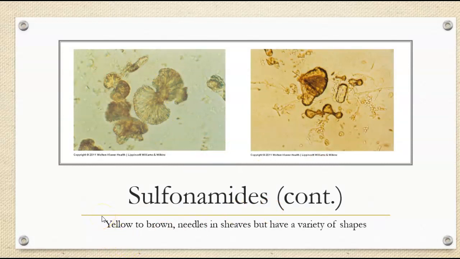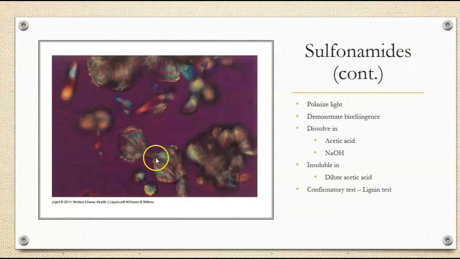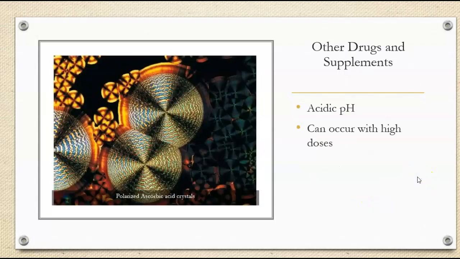I know they can be confused with tyrosine because tyrosine can sort of look like this, but remember, tyrosine are clear and they don't have this typical tuft on each side. And you'll see a little more variety in shape. They are very pretty when they polarize the light, and they demonstrate birefringence. They dissolve in acetic acid and NaOH, and they are not soluble in dilute acetic acid, and we will do a lignin test to confirm the presence of sulfonamide crystals.